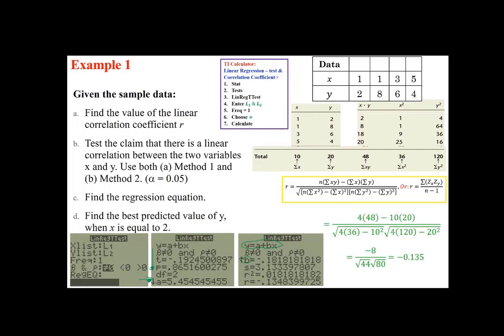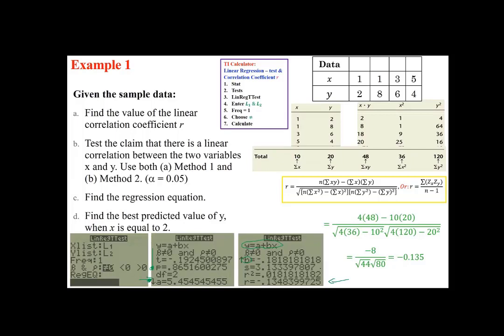So if you were to answer part A, you would see the R is here. So R is negative 0.1348399. If you were to answer part B, you look at the p-value and you say there is no correlation. If you were to answer part C, you would say Y equals A plus BX, where A is 5.4545, let's say just 5.45, plus BX, that means minus 0.1818x. And then to answer part D, simply look at the column Y. The sum is 20 divided by 4, and the answer is 5 because you're taking the average.